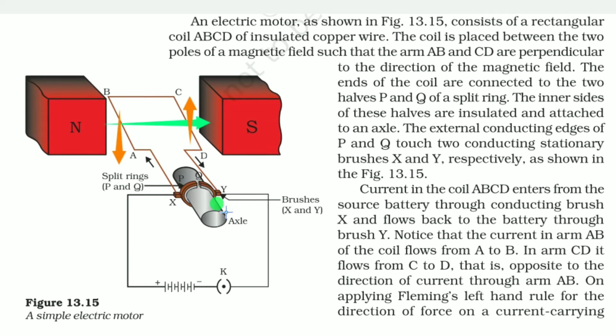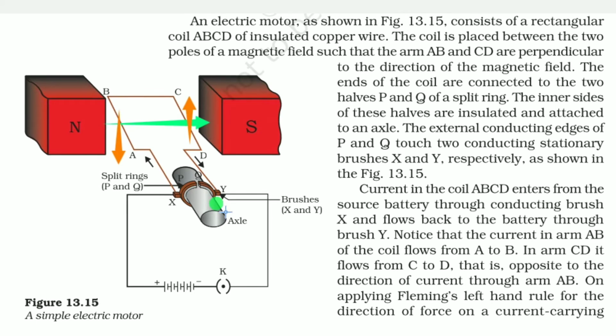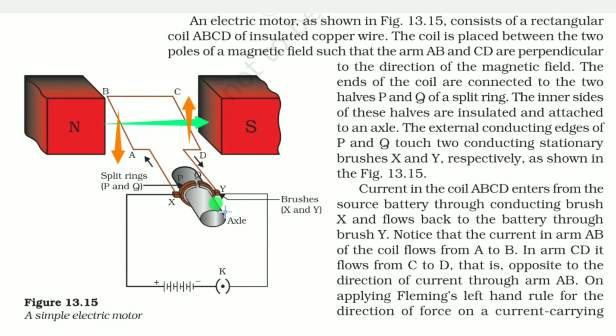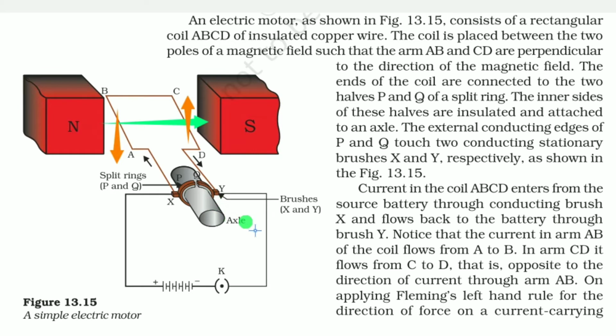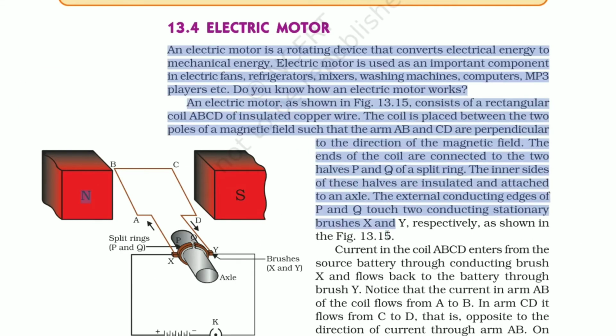The commutator changes the direction. After each half rotation, the current direction changes, as well as the force direction, and that's why it keeps on moving in a particular direction and gives the effect of a motor. We can read this topic so that you can understand clearly.